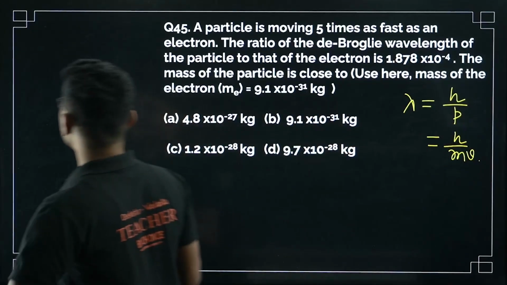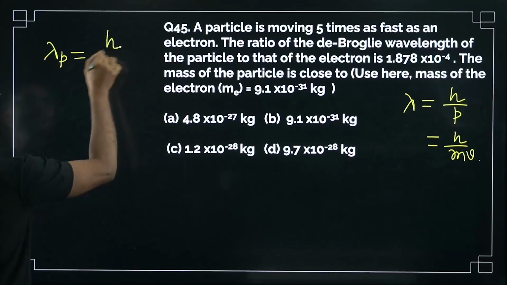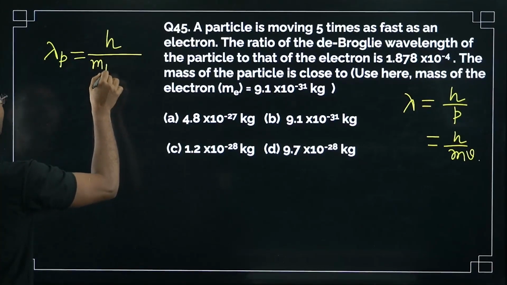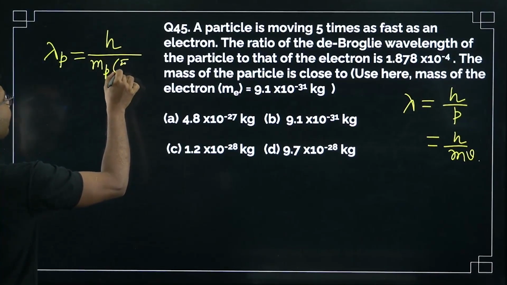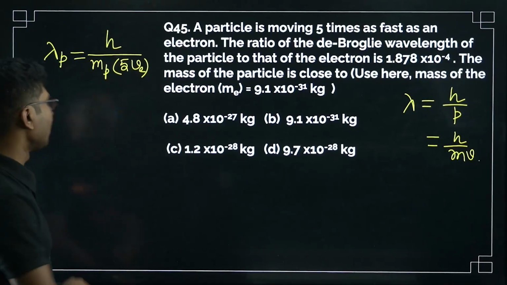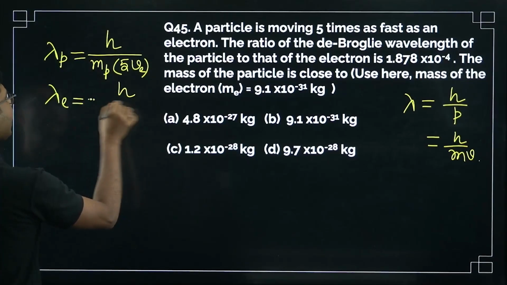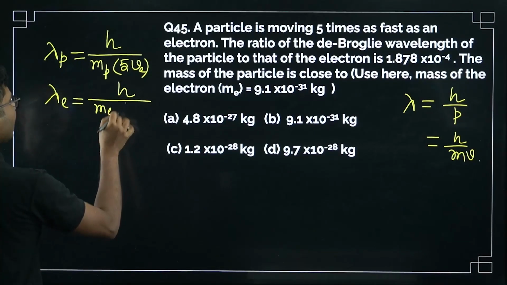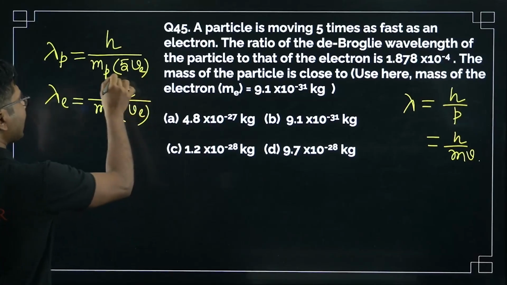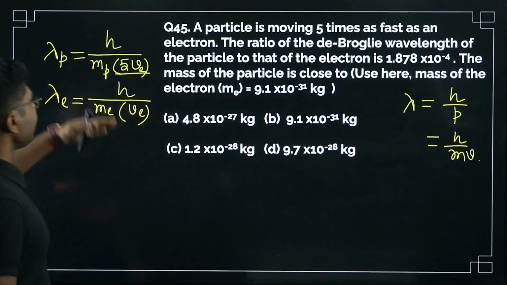Okay, so what is the wavelength of the particle? Wavelength of the particle is h divided by mass of the particle times 5v. What is 5v? 5v is the velocity of the particle. What is the wavelength of the electron? Wavelength of the electron is h by mass of electron into v, right? The particle is moving 5 times as fast as the electron, right?